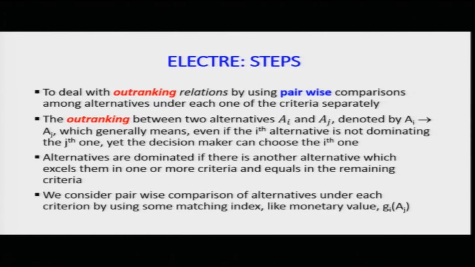To deal with the outranking relationship by using pairwise comparison, that means I am trying to analyze A i with A j among alternatives, such that under each of the criteria we are able to do it separately. So, for example, for l equal to 1, we rank them A 1 and A 2. For l equal to 2, we then rank them between A 1 and A 2 and continue doing that, such that we take a collective score based on the concordance and the discordance concept.